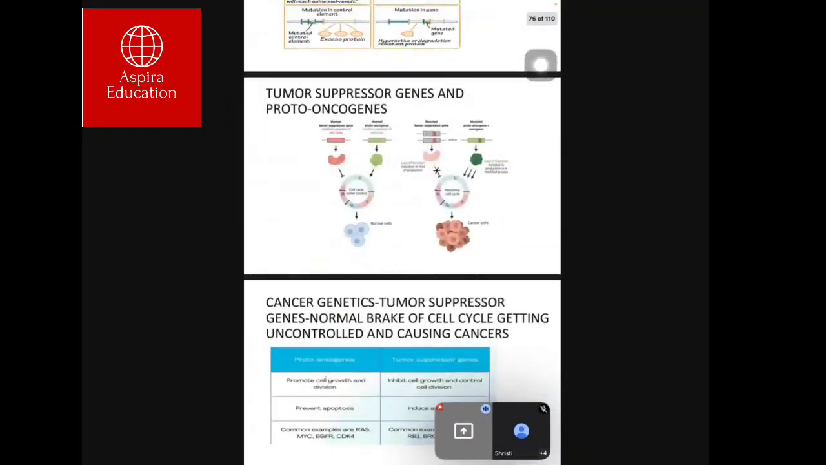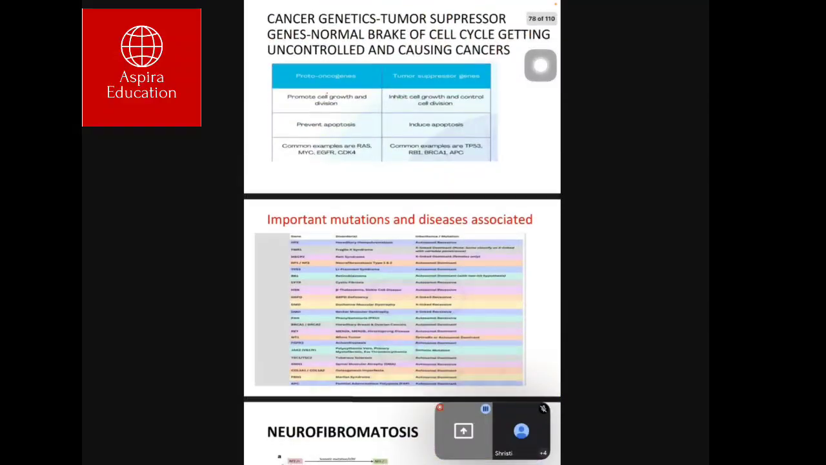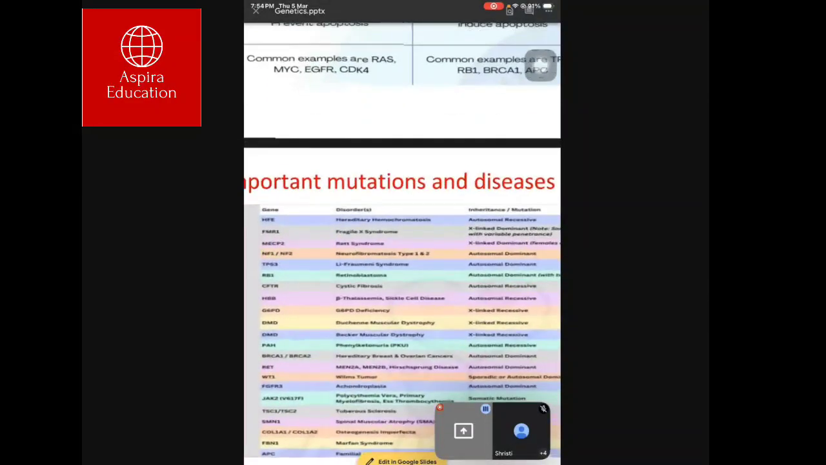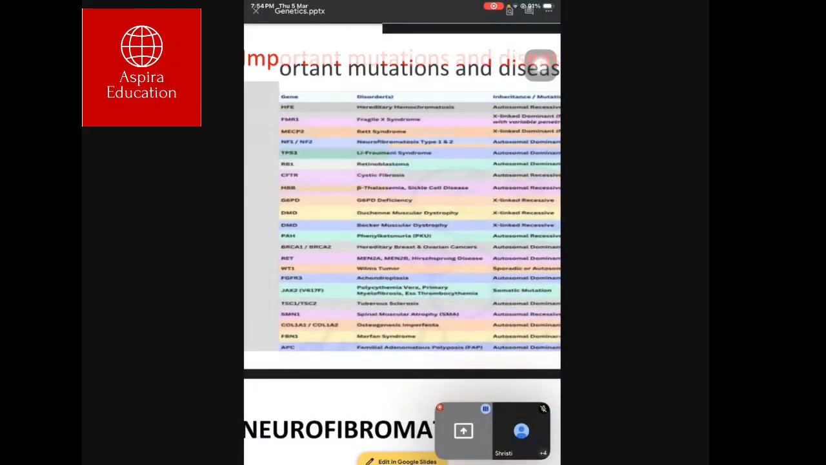Okay, apart from that, in genetics, there's a certain brake on your cell cycle so that your cells don't continuously proliferate, multiply, and go through mitosis. That is a tumor suppressor gene. So a suppressor doesn't let cells proliferate and form a tumor. Proto-oncogenes are pro-proliferation, so more oncogene activity means more proliferation, more genesis of cancer. Okay, so these are certain mutations and the genes which are responsible for that. Like we know, HFE is hemochromatosis, NF1 is neurofibromatosis, WT1 is Wilms, fibrillin or FBN1 is Marfan syndrome.